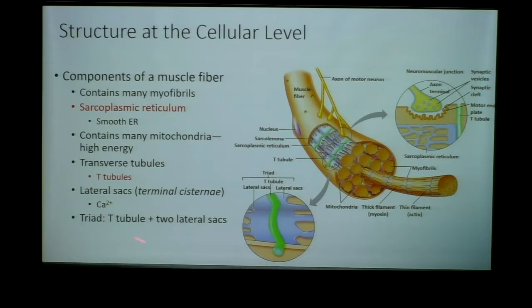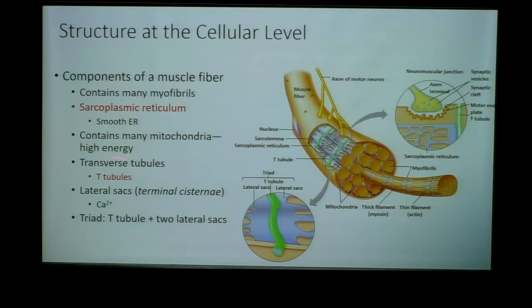Within muscle, we see many mitochondria. Why do you think that is? Why do we have many mitochondria in muscle? More energy, good. So the release of ATP, oxidative phosphorylation, all that good stuff, which generates energy to actually move this machinery. So lots of mitochondria.